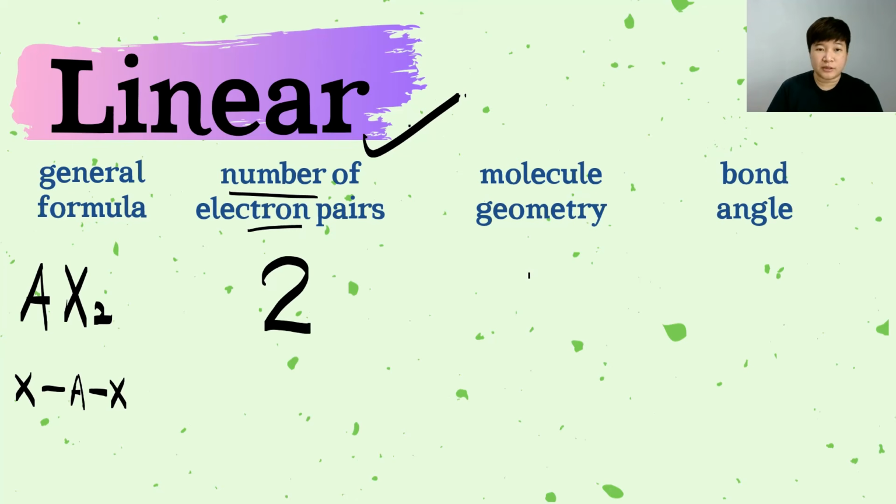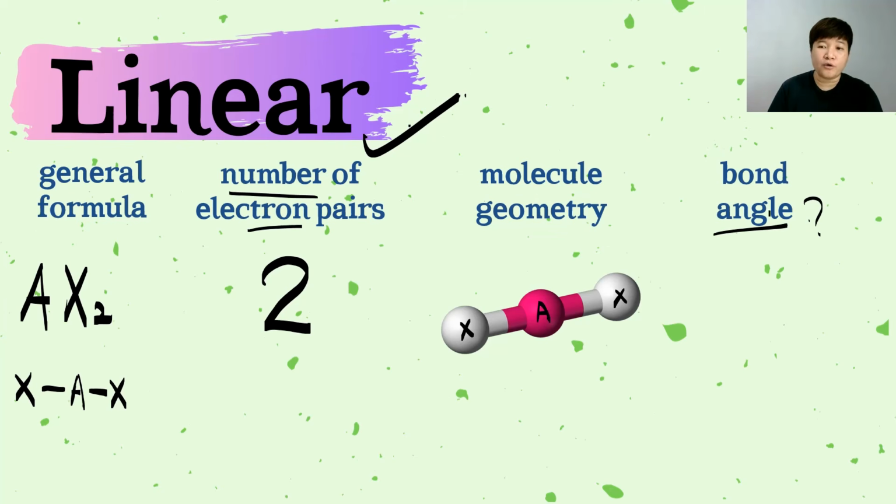The molecular geometry will look something like this. You have your central atom, that is your A, that is your X, that is your X. So that is what your molecular geometry should look like. And what do you think the bond angle will be? Bond angle is the angle between the bonds. And since it's linear, the bond angle will be 180. The bond angle over here is 180 for linear.